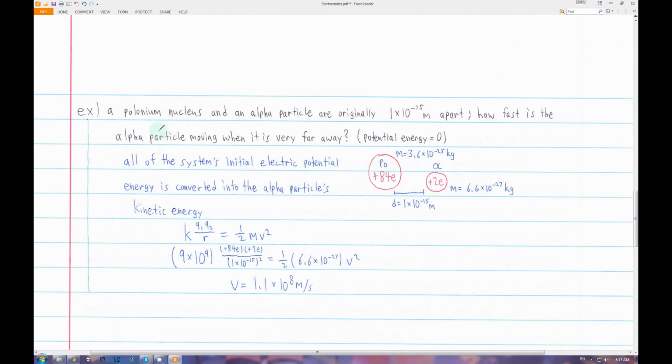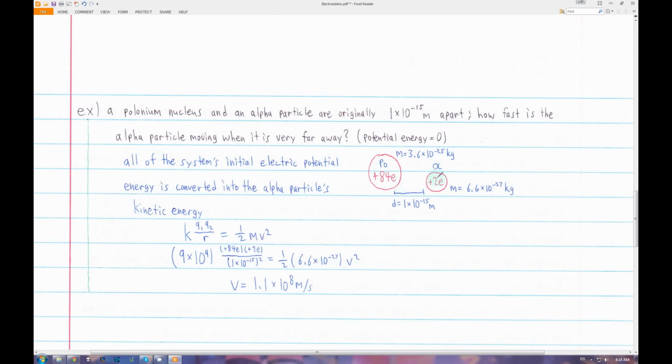So if we have this polonium nucleus and this alpha particle at a distance of 1 times 10 to the negative 15th meters apart, and we want to find how fast this alpha particle will move since they repel each other. So we want to find how fast it's moving when it's very far away. And very far away just means we can assume that the potential energy between these two charged objects is 0. So all of the initial electric potential energy that these two objects have is converted to kinetic energy of the alpha particle.